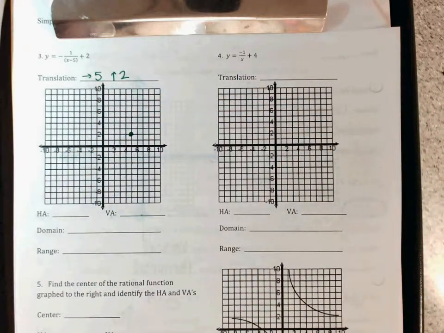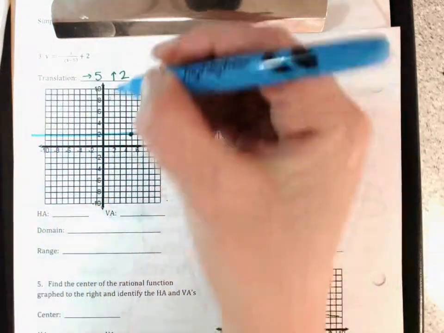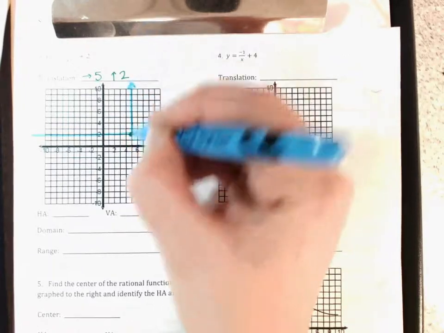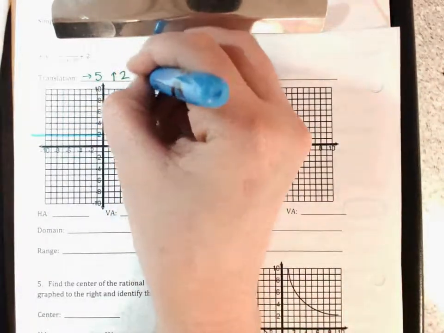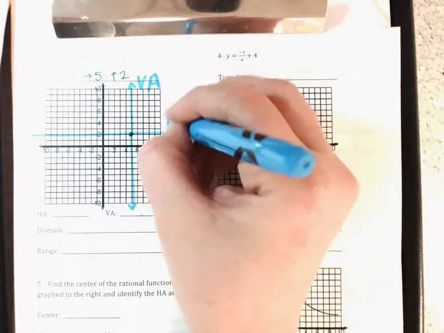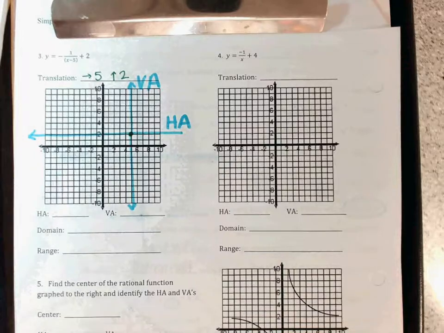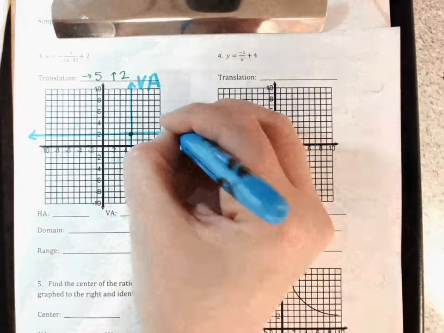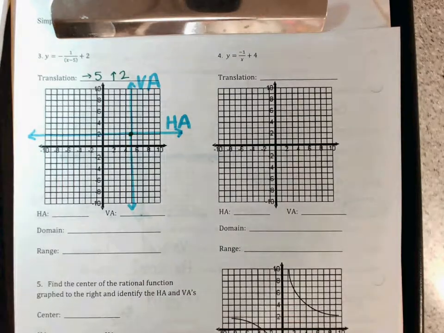Okay, then I'm going to draw in my asymptotes. I have one straight across at 2. Then I have one up and down here at 5. Remember that this one is my VA, this one is my HA. Remember, the difference is just that vertical is up and down, horizontal is across. Okay? From there, let's draw our graph.